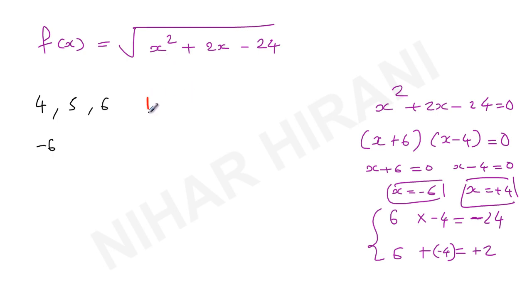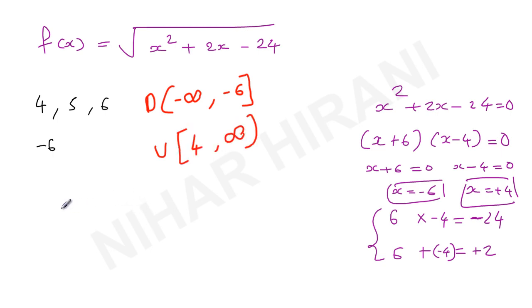Your domain will be something like this. You can go till negative infinity, starting from minus 6. So here minus 6 is included, so I will make it like this. Union starting from 4. You can go till positive infinity, isn't it?